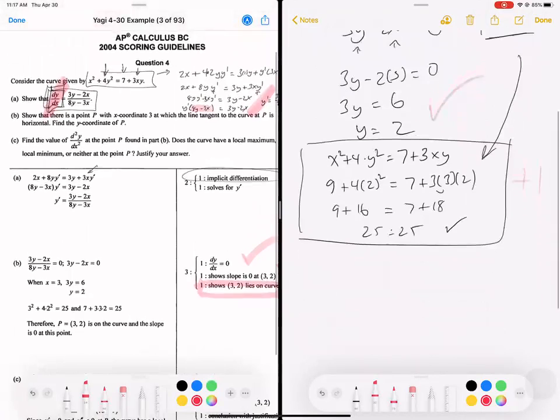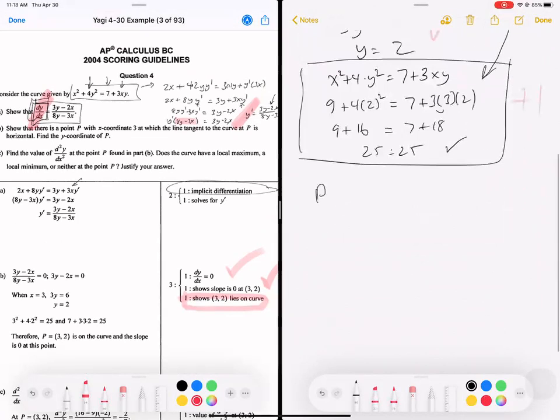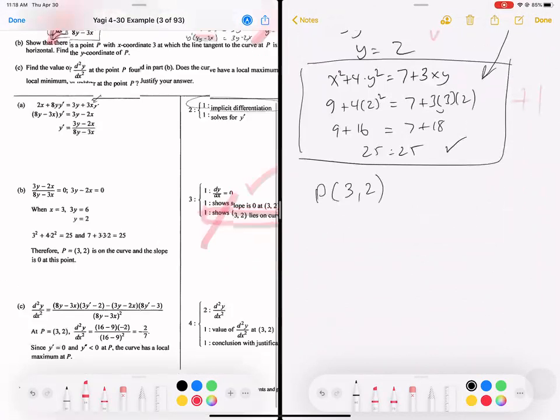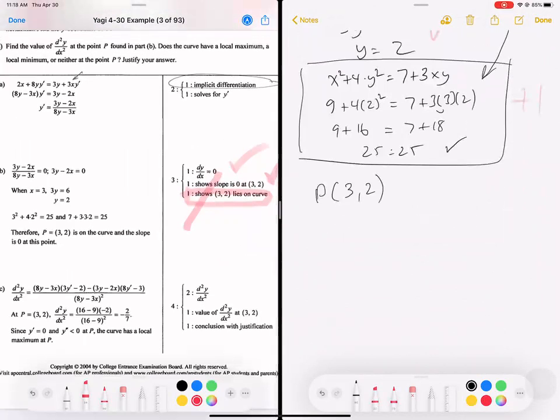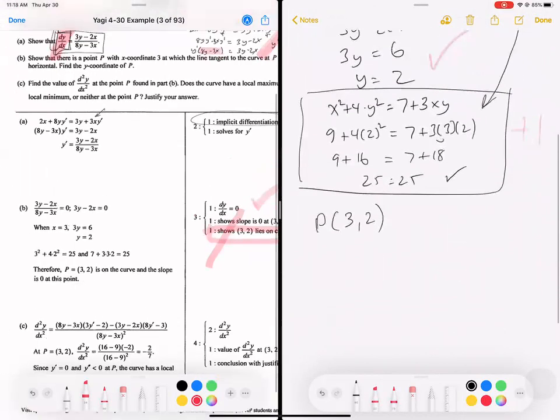Okay. The last portion of this is: find the value of the second derivative at point P, and also determine whether the curve has a local max or minimum or neither at the point. So okay, we said the point P was 3 comma 2, making sure that we have the same point P. Oftentimes on these AP exams, in order to do one portion, you need to do another portion. So just be aware, you could get some points. The first part is, hey, what is the second derivative?